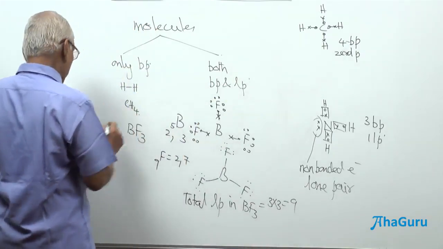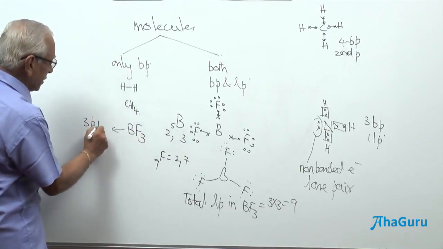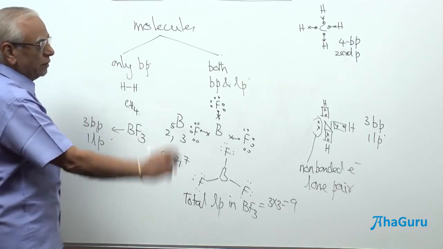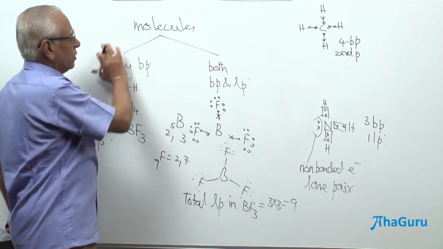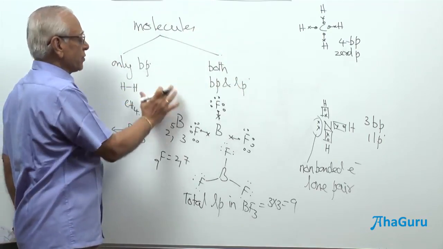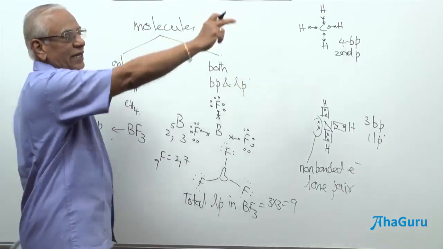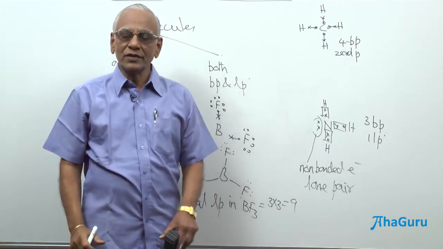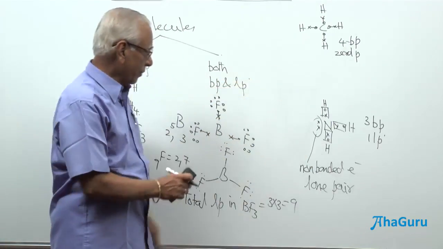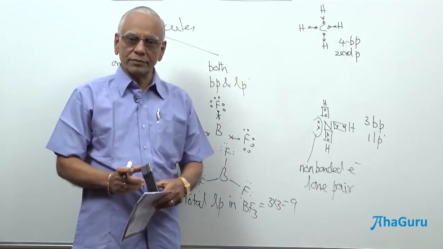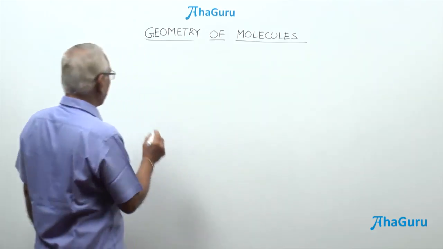So, in boron trifluoride, there are 3 bond pairs and 0 lone pair. So, my dear students, based on the total number of pairs of an electron, whether it is only bond pair or bond pair and the lone pair around the central atom, we decide the geometry of the molecule. We shall see how the shapes of the molecule can be decided by the different pairs of an electron. Students, now we shall discuss the geometry of different molecules.